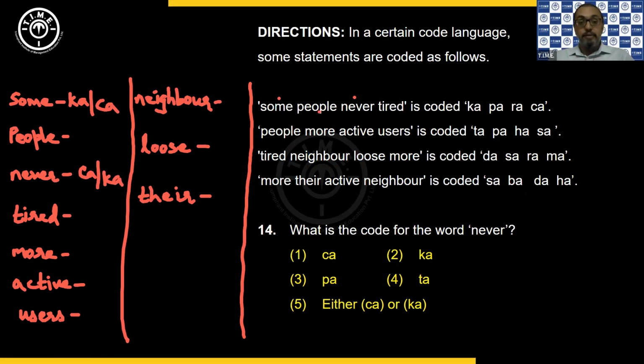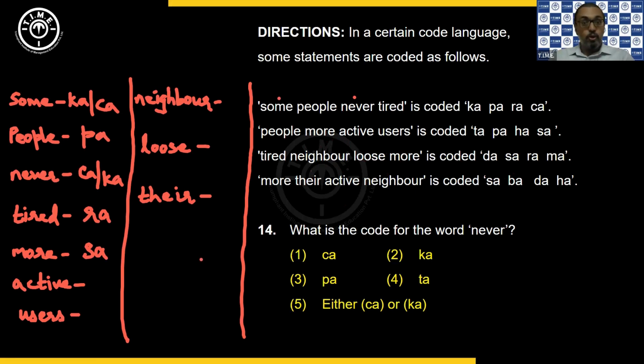Correct? Now, what is repeated? People is repeated. Now, in that, PA is repeated. So for people, we take the code as PA. Correct? Right. Then next, for the word tired, tired is also repeated in first and third. So the code that you need for that is RA. So for tired, it is RA. Correct? Then for the word more, now more is repeated in second, third, and fourth sentences. So what is the code that is repeated there? TA is not repeated, HA is not repeated, but if you look at SA, SA is definitely repeated.